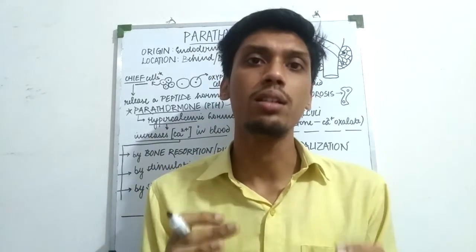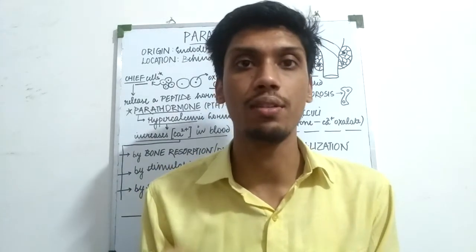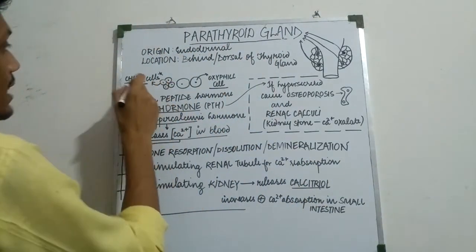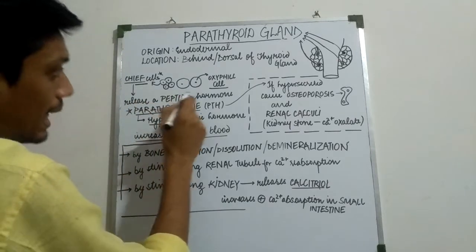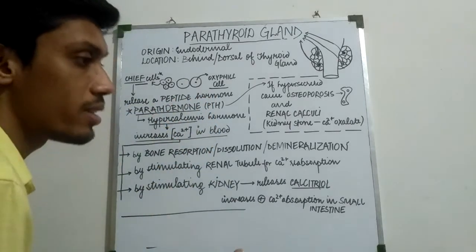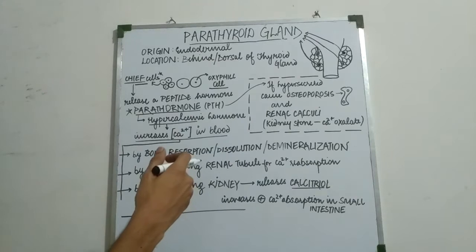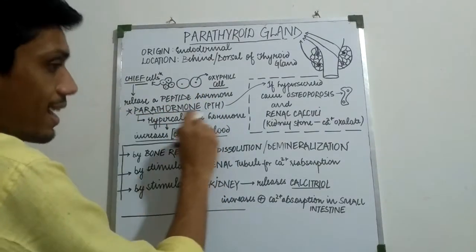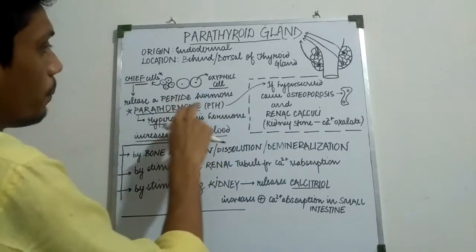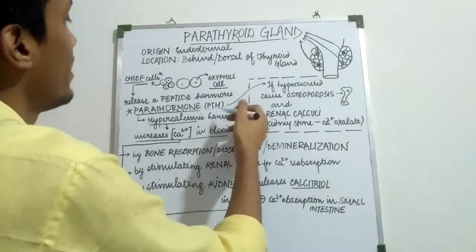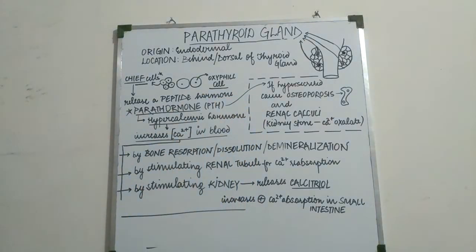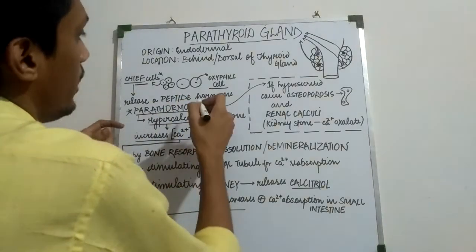We have to discuss the chief cell. Why is the chief cell important? Because the chief cell secretes a peptide hormone. The nature of the hormone released by chief cells is peptidal, and the name of the hormone is parathormone, or you can call it PTH. In short form, it is mentioned in the NCERT as PTH. It is a peptide hormone.